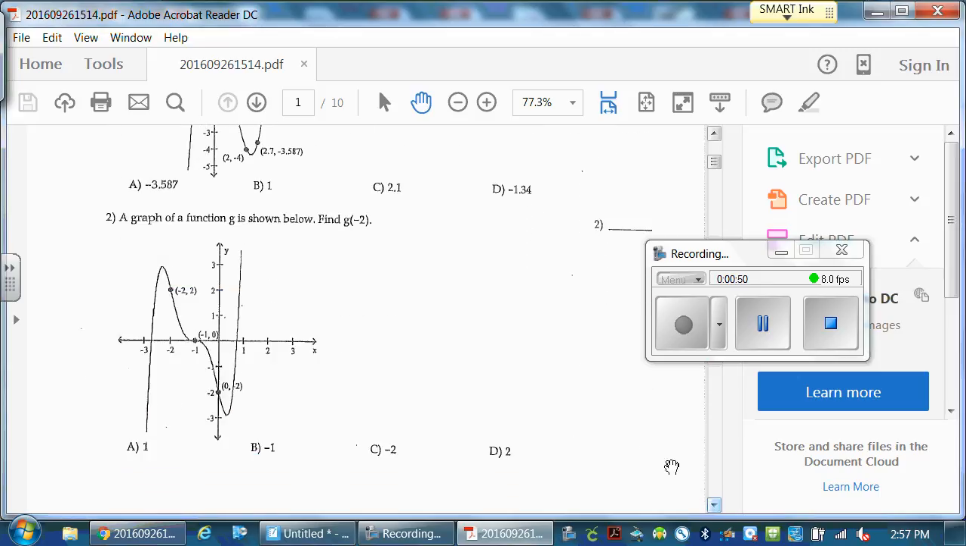Number two, same type of thing. They want me to find g of negative 2. That's my x value right here. When my x value is negative 2, they want to know what is the y value. So when x is negative 2, y is positive 2. So my answer for number 2 would be D.